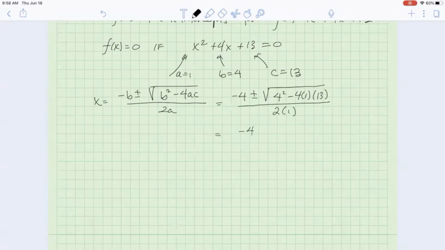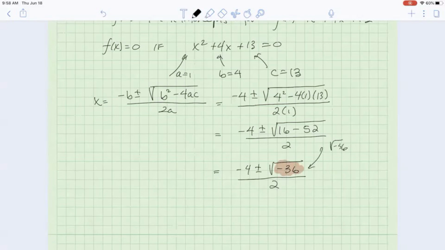And this is negative 4 plus or minus the square root of 16 minus 52 over 2, which is -4 plus or minus the square root of -36 over 2. And we have a real problem here. The square root of -36 is an imaginary number. And if you're not familiar with that, that's okay. We're going to deal with that a lot later in the course.